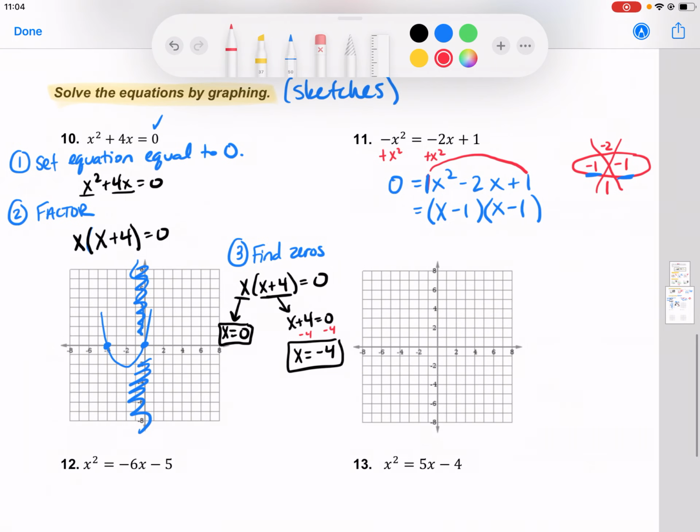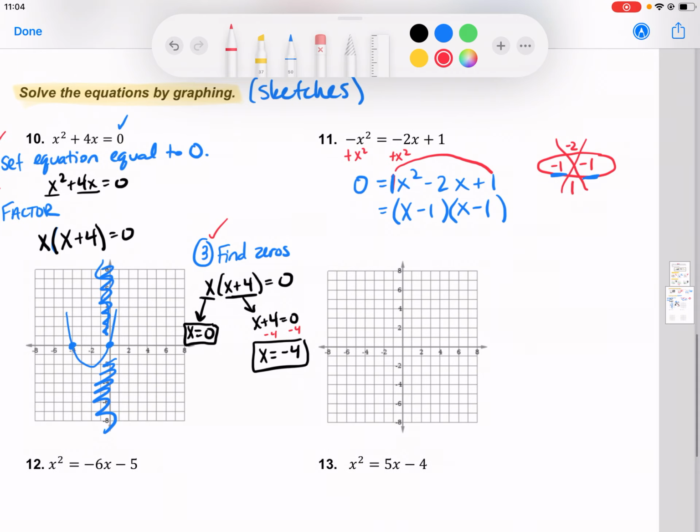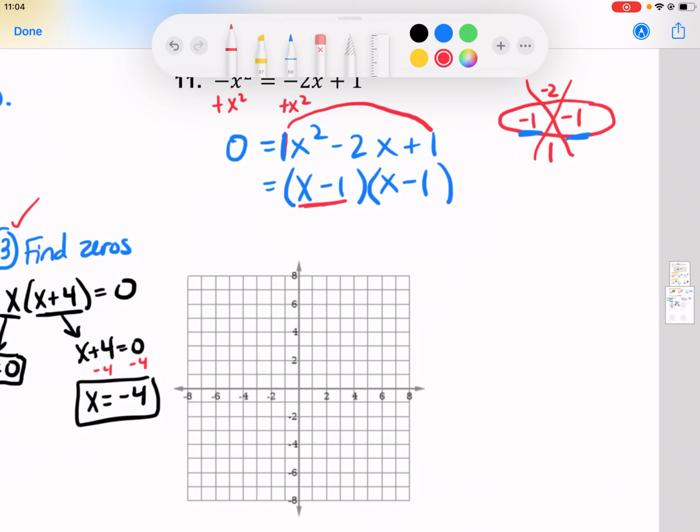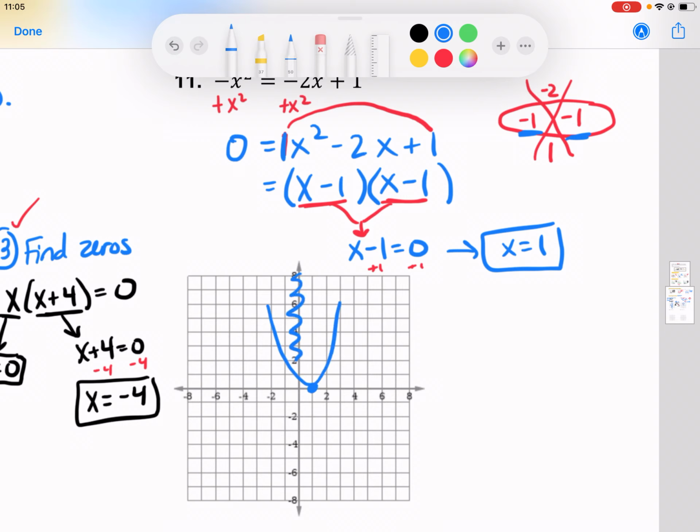Okay, we've factored, so we've done step 1, we've done step 2. So then we go to step 3, which is find our zeros. And both of these are actually the exact same, so I can just do this step once. I just set x minus 1 equal to 0. And then you get x equals positive 1. So I go to positive 1 on my x-axis, and then I just want you to just roughly, remember I don't care what this is, just roughly draw a parabola going up.